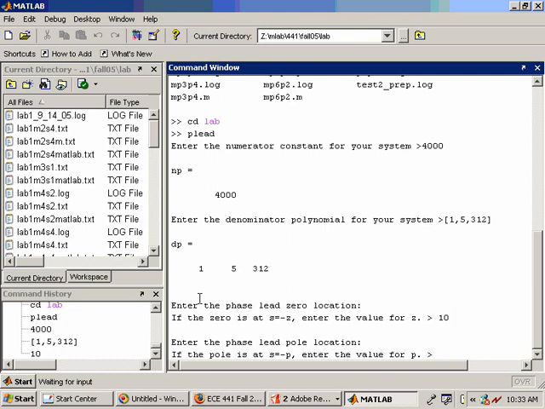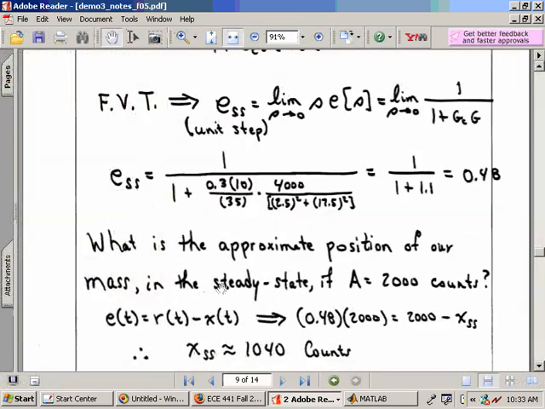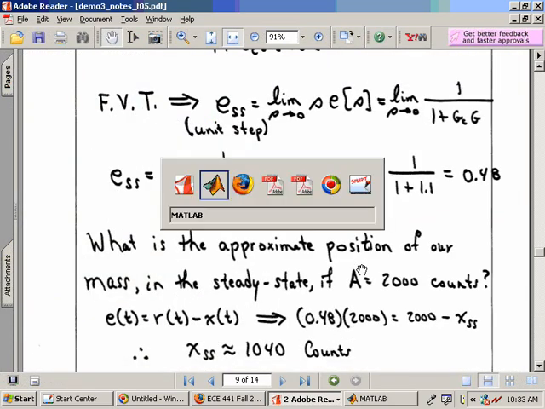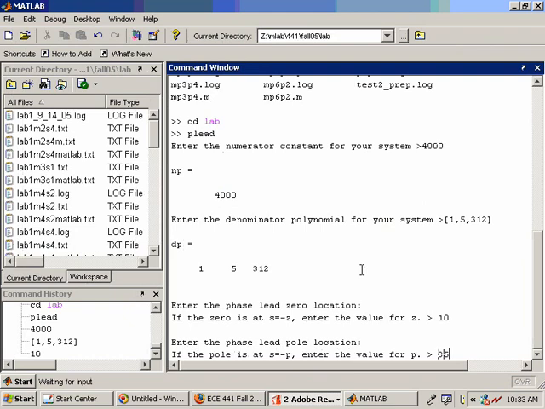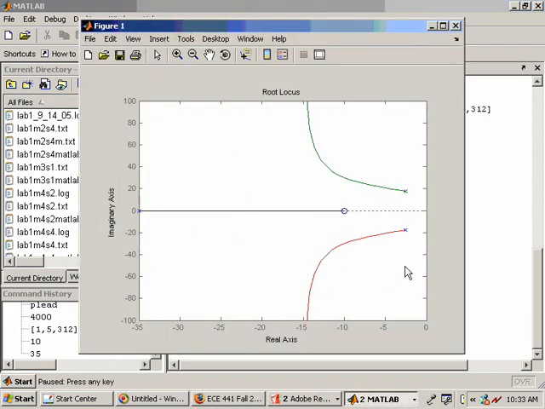And now our pole, what did it tell me I needed to have? I've already forgotten what that was. Let me say that that is now at 35. And MATLAB should now be drawing a figure. And this is now the resulting root locus pattern.